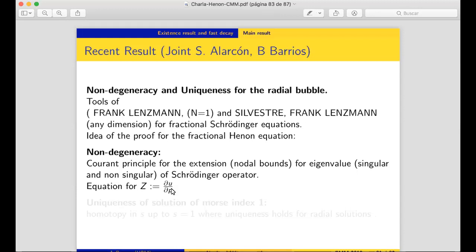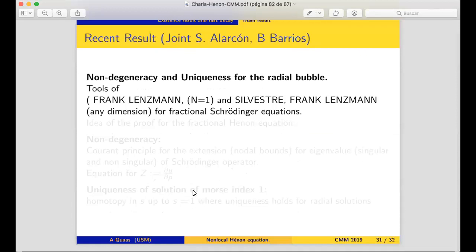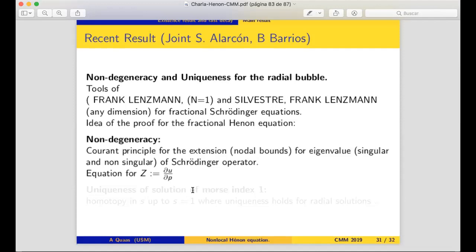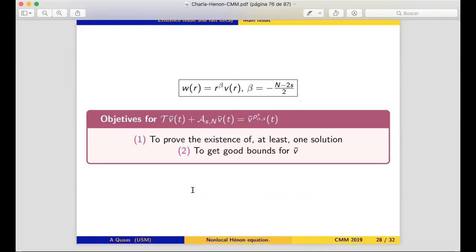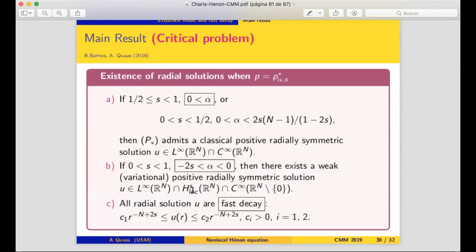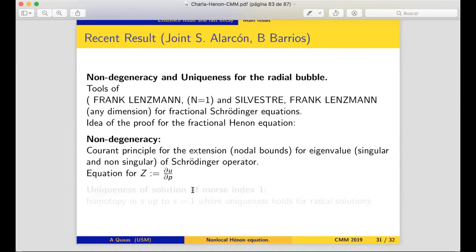Somehow you get a linearized equation, with a right-hand side of course, but this right-hand side you can control with the solution itself, and then somehow you get the non-degeneracy, which means that, let's say, if you are in dimension one, u prime is a solution of the linearized equation, but you need to prove that it's the unique solution of that problem. And this is the problem: how to prove the uniqueness of this solution and then produce some solution of the non-homogeneous equation. But this is just the idea behind.